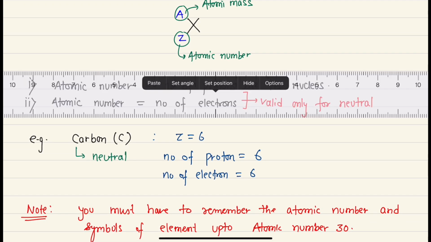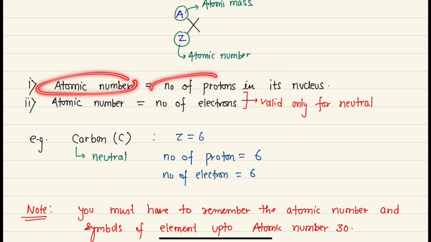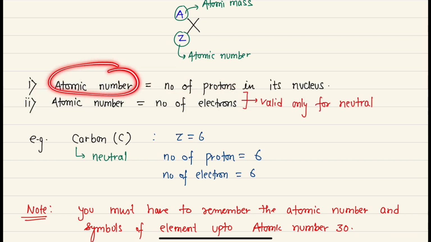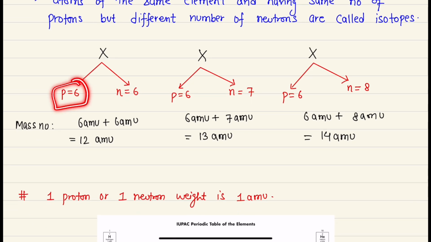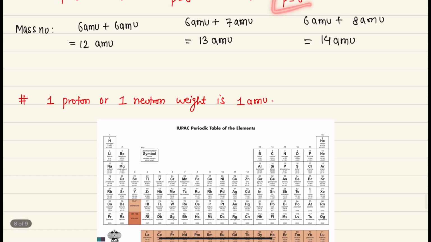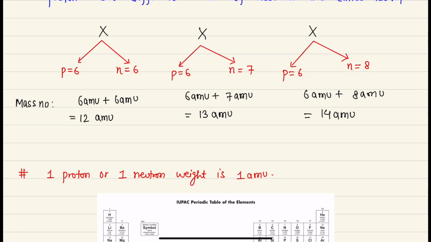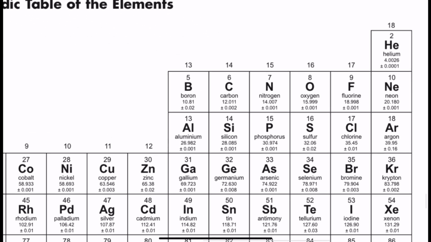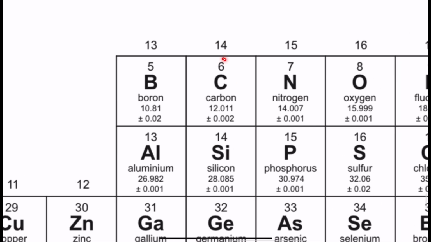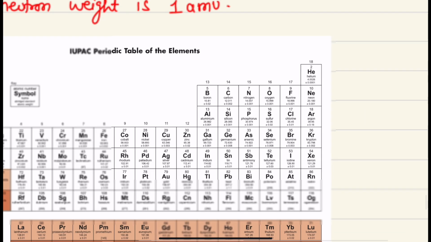See here. Atomic number equals the number of protons. If you find the atomic number, you will get the number of protons. Simple. Now check, because in this example the number of protons is 6 that I have taken, right or not? Okay. So number of protons 6 means atomic number 6. Now check in the table which atom has atomic number 6. See, this is your carbon. Okay. See here, 6. This is your carbon atom.